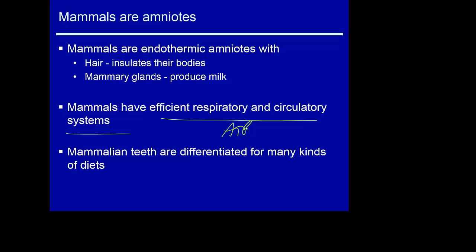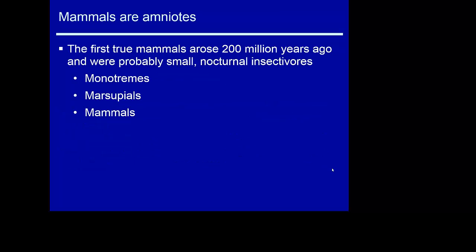The other thing we add are teeth of various kinds, and many of them are differentiated based on diet. So depending on what type of mammal you are, you're going to have different kinds of teeth. We look at the first true mammals about 200 million years ago, probably very, very small, and were insectivores, meaning they ate bugs, right? Now we look at three categories of mammals: the monotremes, the marsupials, and the placental mammals.